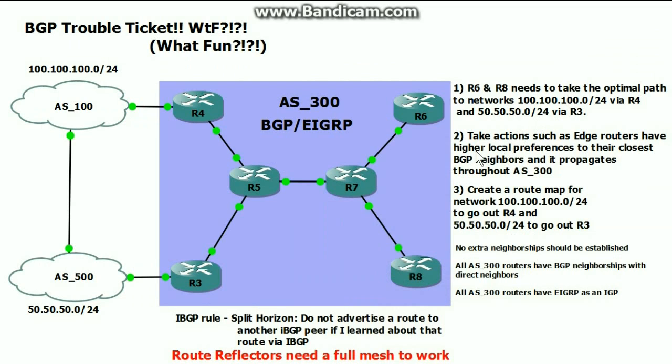So, all right. What is next? So now we need to move on to this step. Take actions such that edge routers have a high local preference to their closest BGP neighbors, and it propagates through the autonomous system. So we need to make sure that R4 propagates a higher local preference for this route. So what do I do? I'm thinking let's create an access list and apply it to a route map and then apply it to our neighbors.